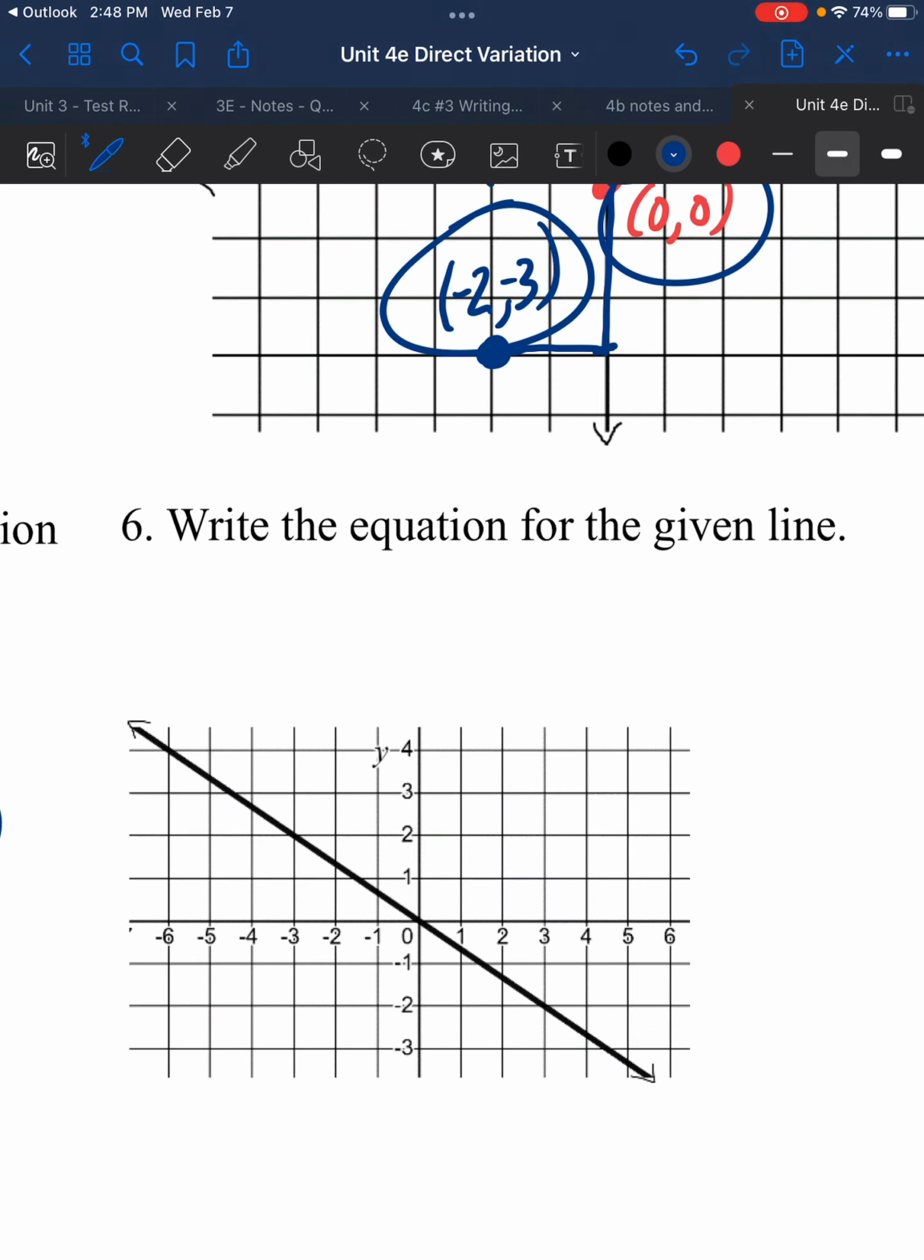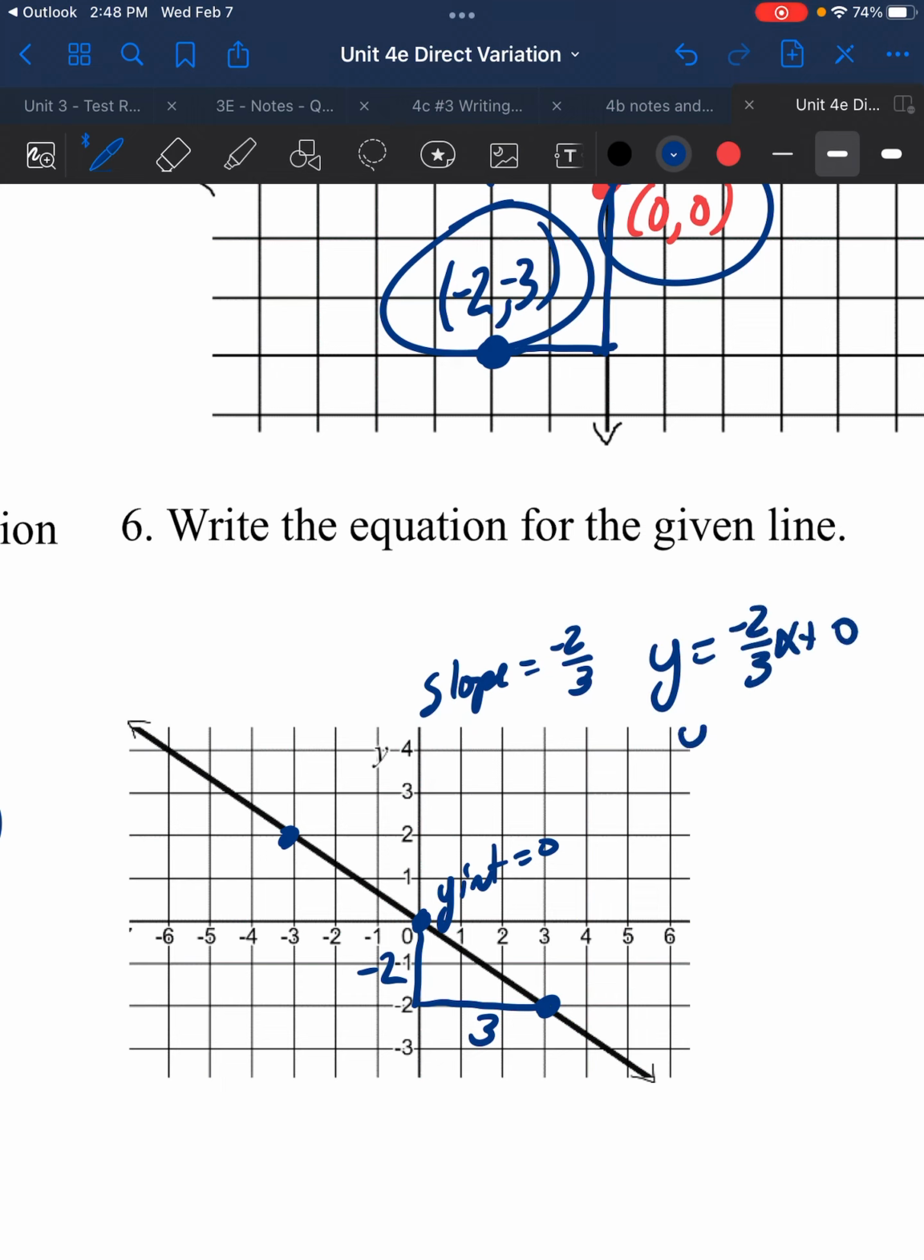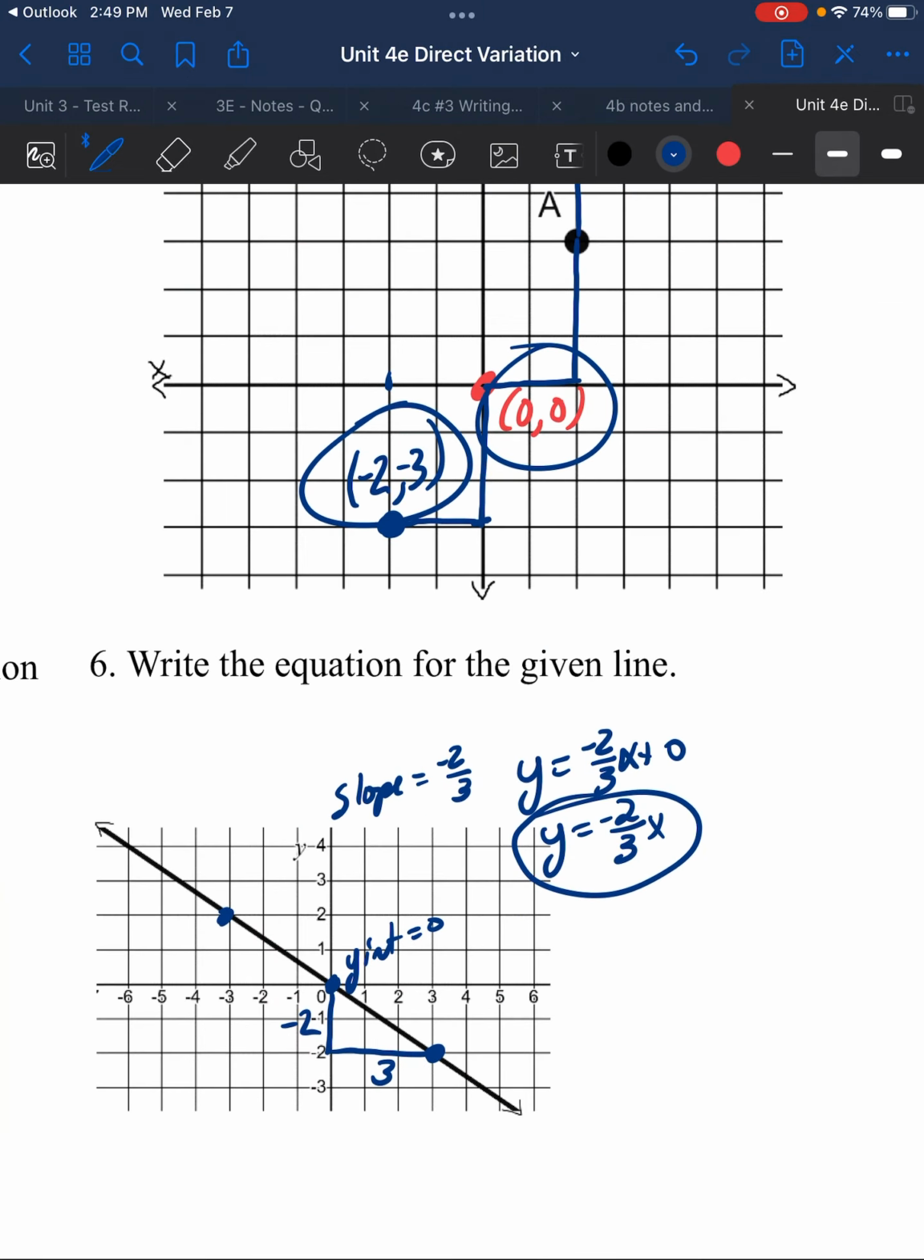And same thing over here with number 6. The y-intercept is 0. For my slope, I've got to pick another point, so I'm going to pick one of these points here. I'm going to go down 2, so -2, right 3. So the slope is -2/3. So y equals m, which is your slope, times x plus 0. That's the y-intercept. Well, when you add 0, it doesn't change anything, so we're going to simplify it by taking it out.